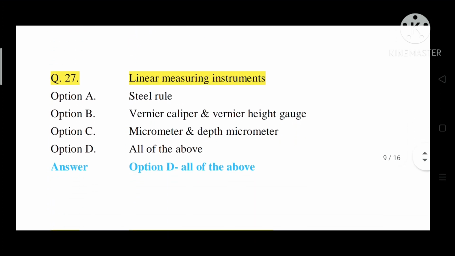Question number 27. What is linear measuring instruments? Option A, steel rule; option B, vernier caliper and vernier height gauge; option C, micrometer and depth micrometer; option D, all of the above. So the correct answer is option D, that is all of the above. So all are linear measuring instruments.